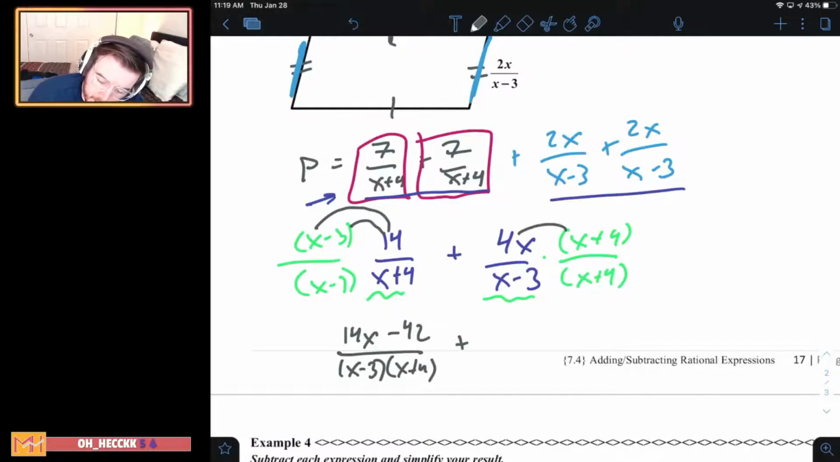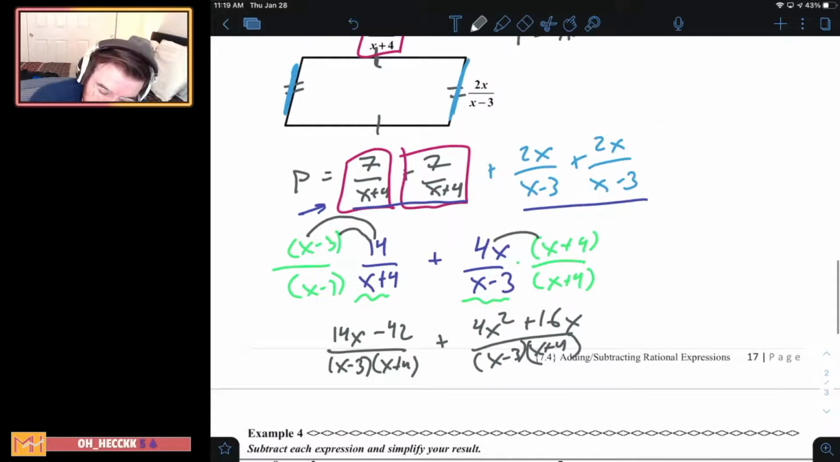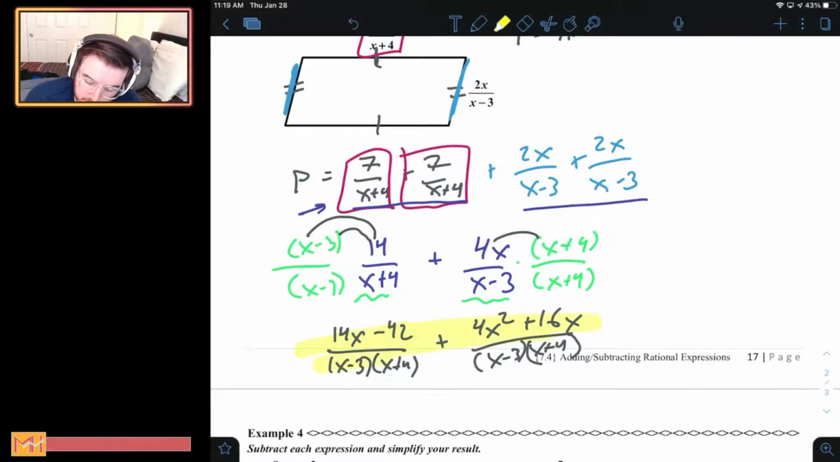And then this one here becomes 4x squared plus 16x, all over x minus 3 times x plus 4. So I ask you another question. What are these two terms going to add together to be? Ignoring the denominator, because we know the denominator is going to stay the same, just add that together for me. And the answer pops up on screen.